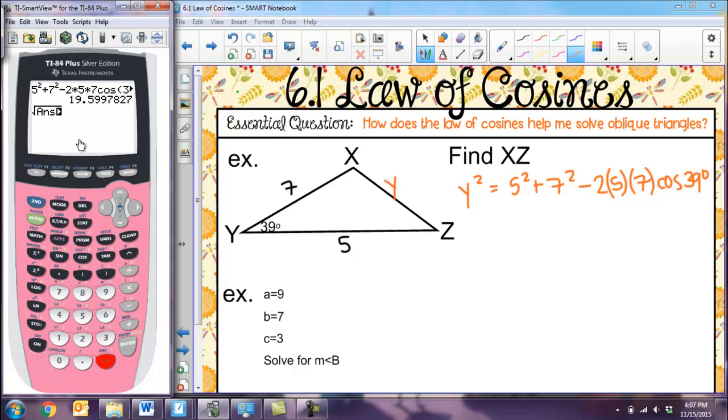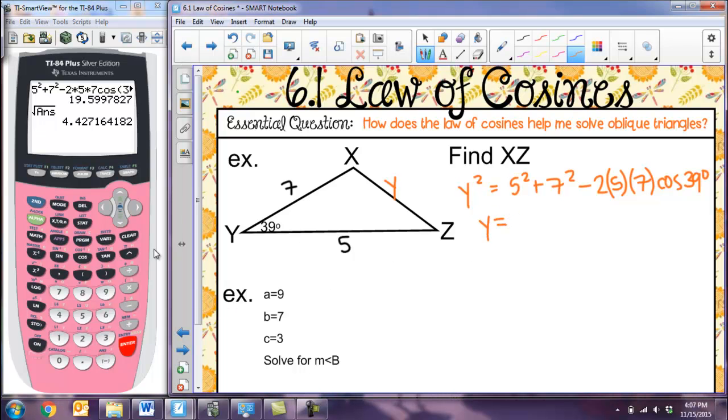Try to use that second answer button a lot here, so that we can get as precise as we can. Okay, so once we find this answer, we find that side y, and I'm just going to round to 2 decimals, so 4.427. 4.43. So that's that side length.